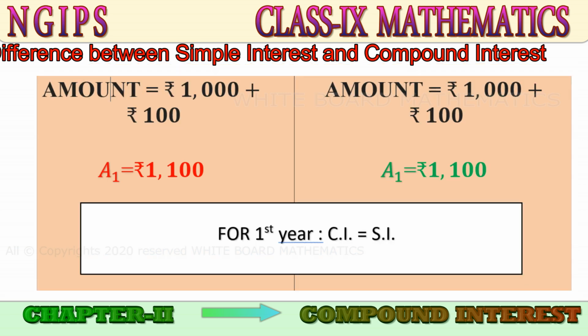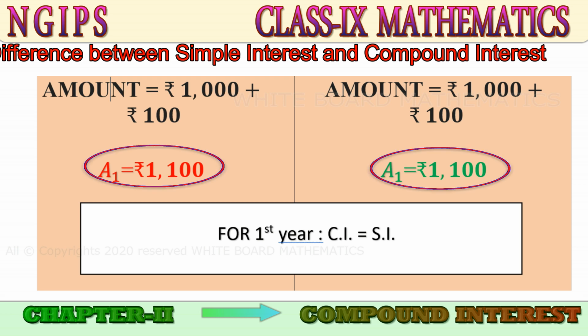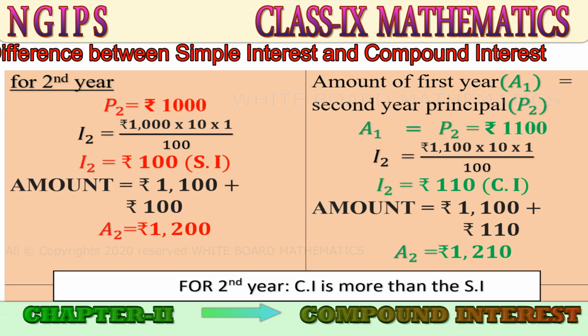If you compare the first year and the second year, we have same values. The amount values what we got here, it is same. Next we'll calculate for the second year. So principal is equal to 1000 and simple interest is equal to 1000 into 10 into 1 divided by 100 is equal to rupees 100. This is the simple interest for second year. So amount is equal to 1100 plus 100 which gives us 1200.